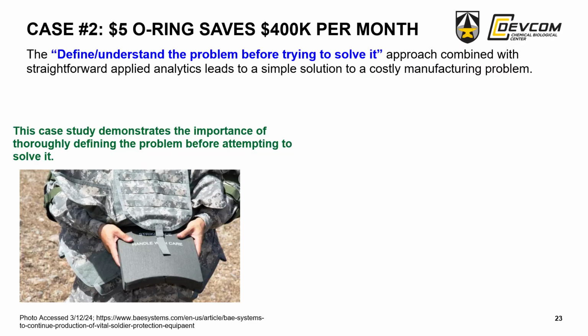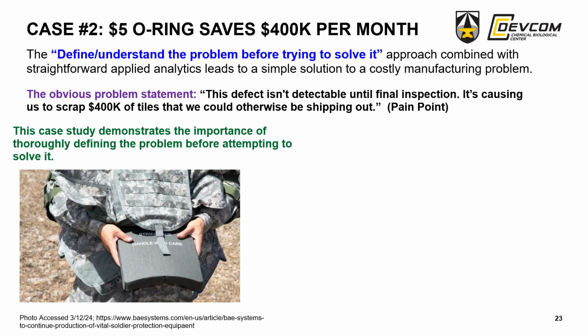Case number 2, this is at the ceramic composites manufacturer. This is the $5 O-ring that saved $400,000 a month. So this company, we're manufacturing these ESAPI and SAPI plates that you see the warfighter inserting into their protective vest, their body armor. We made just the ceramic plate, and then another manufacturer would put the Kevlar and the epoxy on and put the whole package together. So this case study is going to, again, demonstrate the importance of defining a problem before getting involved in trying to come up with solutions.